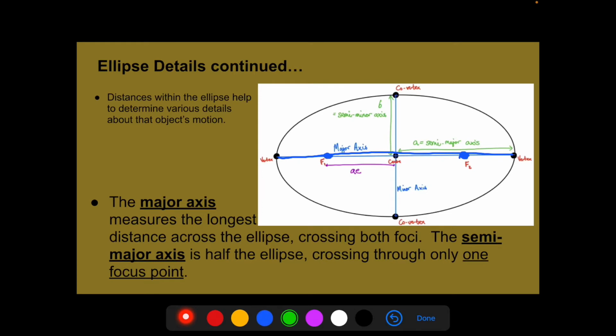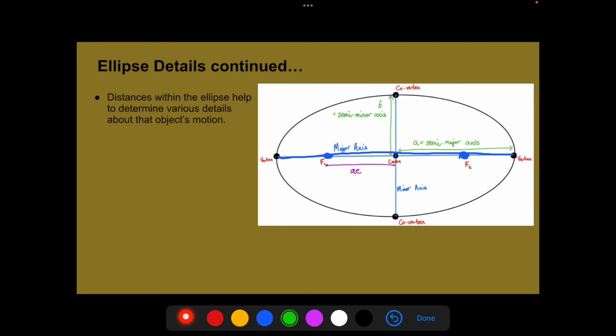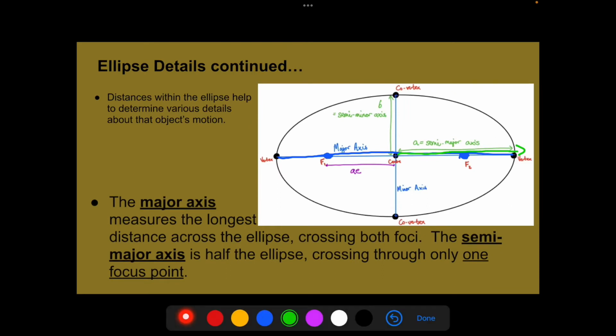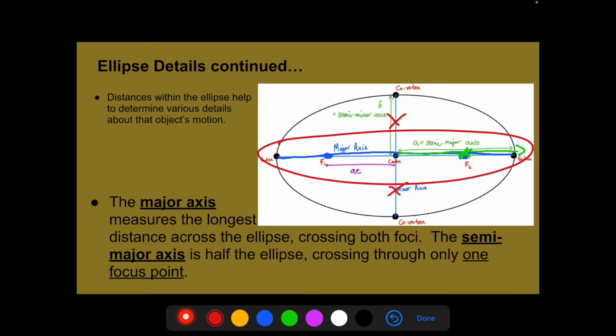And then the semi-major axis, which is shown in green up here, is just straight up half of the major axis. And this only crosses through, as you can see, one focus over there. For us in this class, you don't need to worry about this stuff up here. We are just going to be focused on the major and minor axes. The major axis is the whole thing. The semi-major axis is literally half of it, crossing only through one focus.